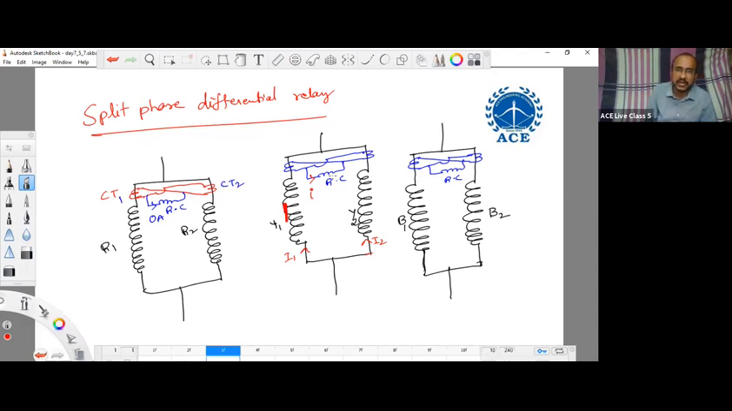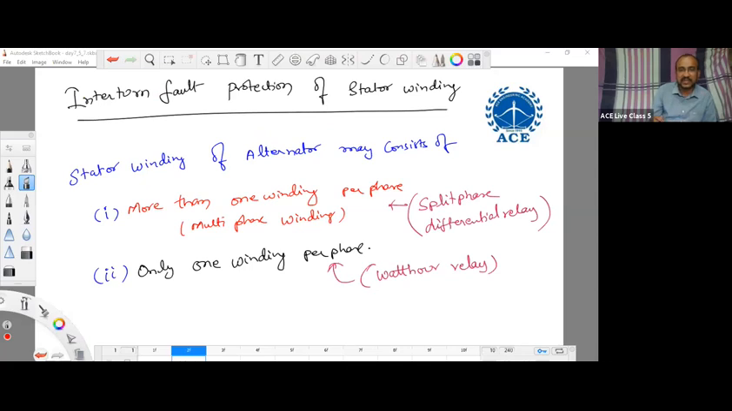This is known as the split phase differential relay. Where do you use it? In protection of the alternator, if the stator of the alternator consists of more than one winding per phase, that is multi-phase winding, we will be using the split phase differential relay.